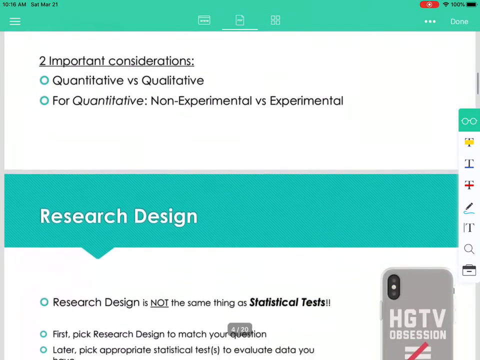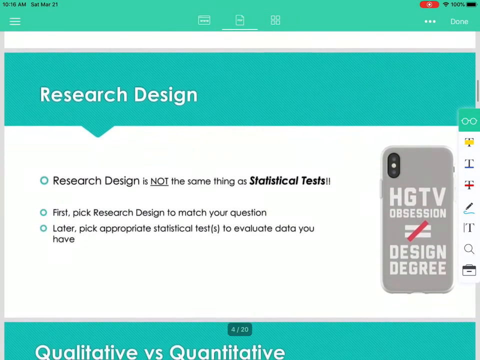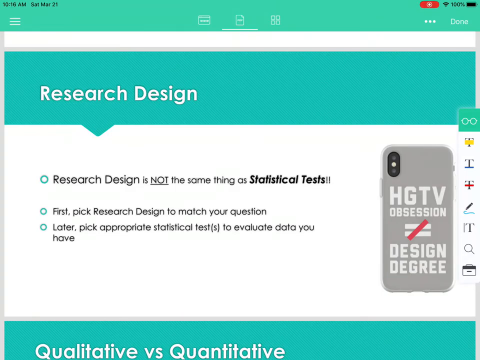Okay, so I want to make a point here. Research design is different from the statistical tests. Once you get into statistics and once you get it, it's so cool. You want to run an ANOVA, you want to run a regression, you want to run a MANOVA, you want to run a t-test, all those things. But really, that's your second question. That's what you're going to be working on later.